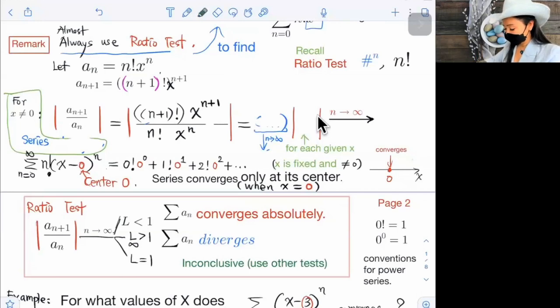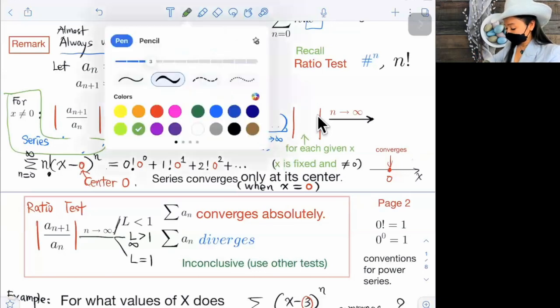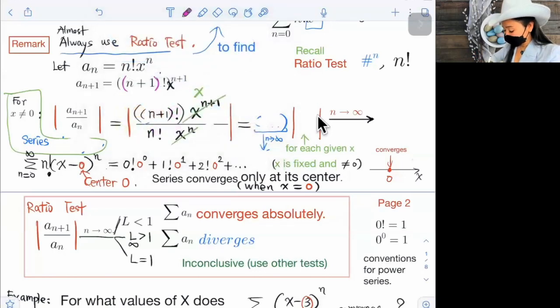So what do we have over here? x to the n plus 1 over x to the n. We get x. Yes, you got it. What about n plus 1 factorial over n factorial? What do you get? n plus 1. Yes, you got it. So over here you should get n plus 1, right?